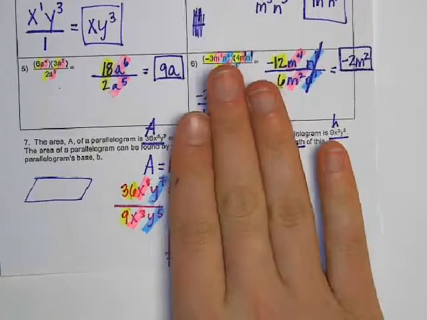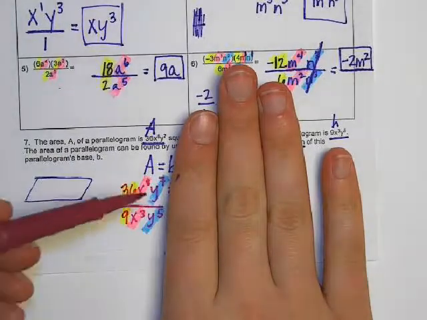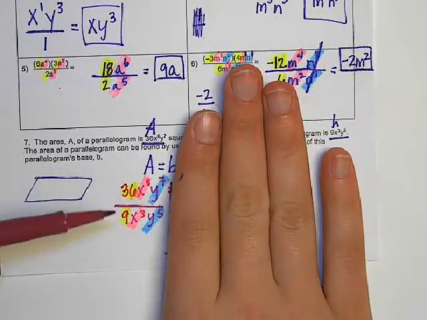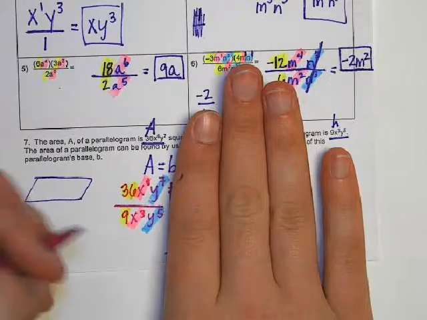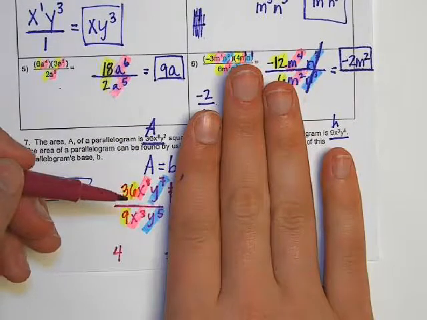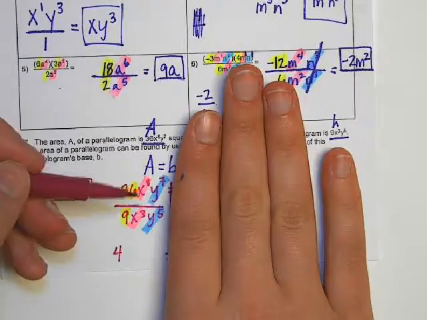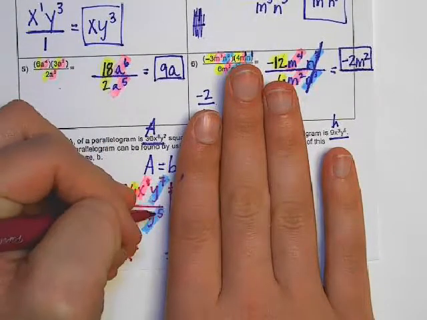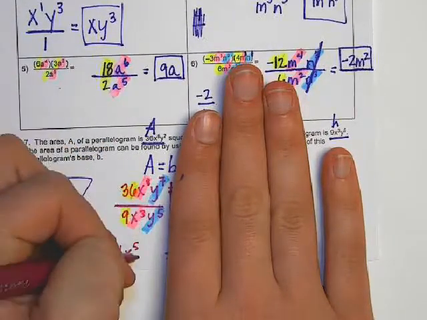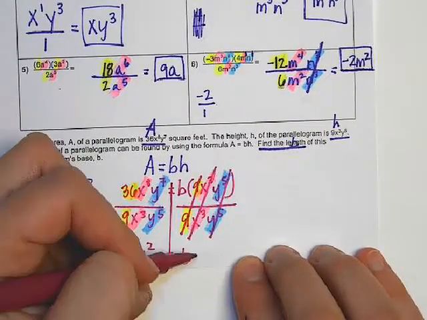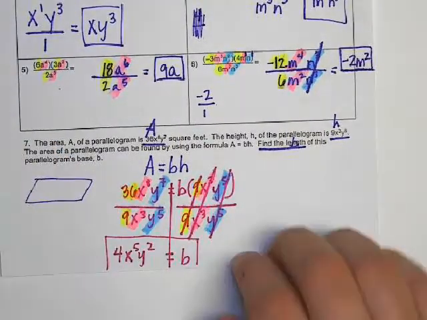So if I cover this up, this is exactly what you've been doing. Okay, divide the big numbers. 36 divided by 9 is 4. What do I do with the exponents? Subtract. 8 minus 3 is 5. So x to the fifth. 7 minus 5 is 2. Y squared. Do I know what the B, the base, is? Yes. So that's my answer.